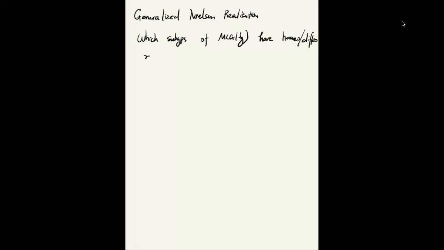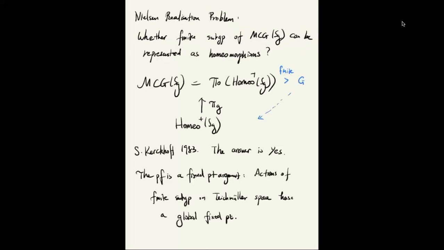Now I want to talk about the generalized Nielsen realization. Originally you asked about finite subgroups, while the generalized version asks about all subgroups. The question is which subgroups of the mapping class group of the genus g surface have a lifting, that is, have a realization. There are two categories in which we can ask this question, either homeo or diffeo realization. The mapping class group is not only pi zero of the homeomorphism group, it is also equal to pi zero of the diffeomorphism group. So the identity components of both diffeo and homeo give the same group, the mapping class group, and you can ask the same question for diffeomorphisms as well.